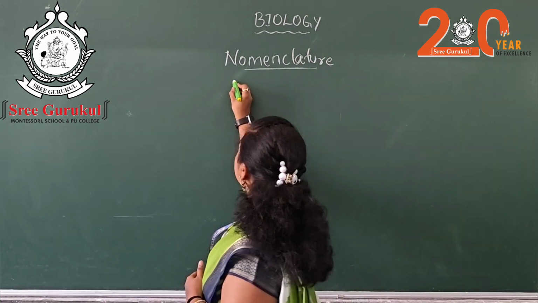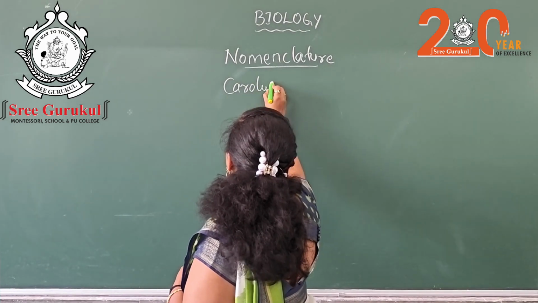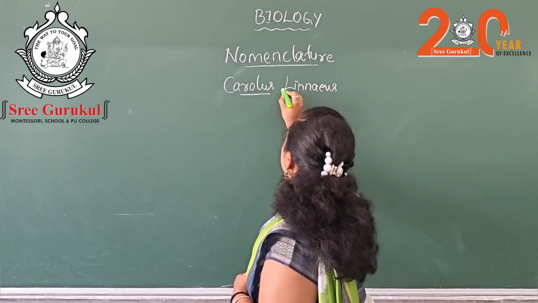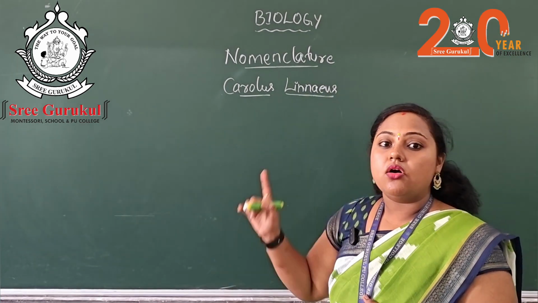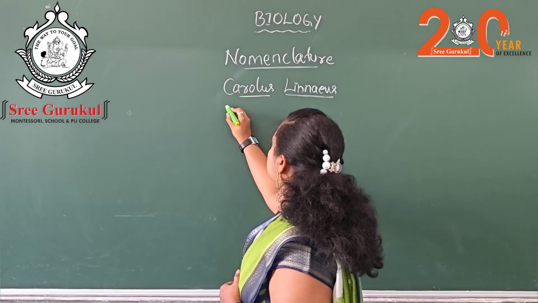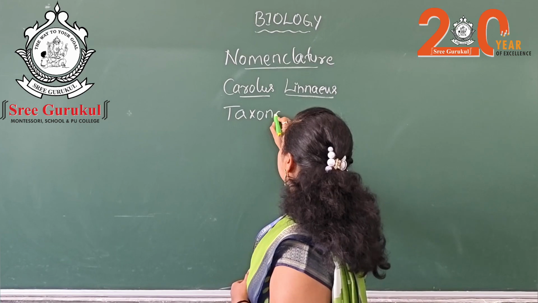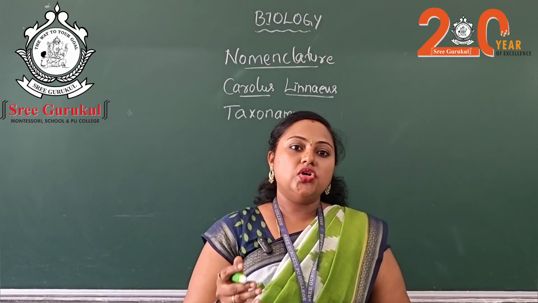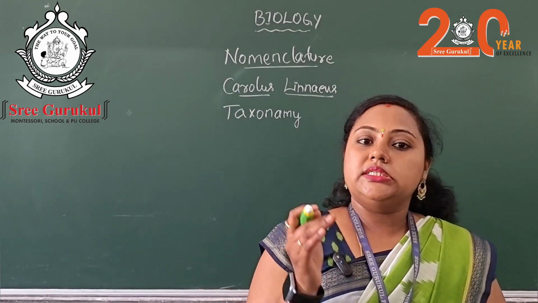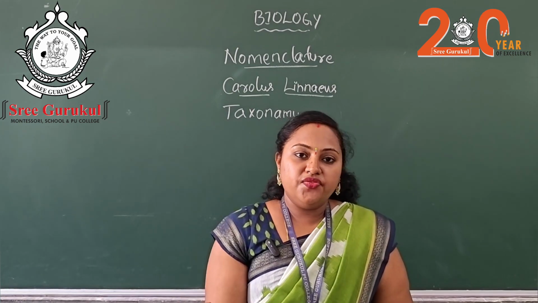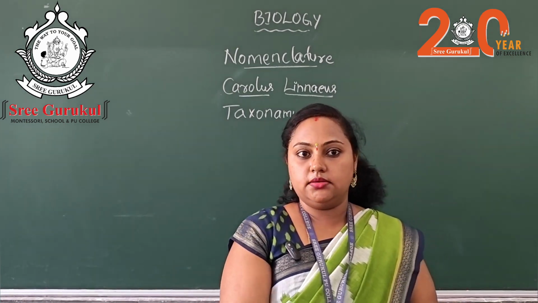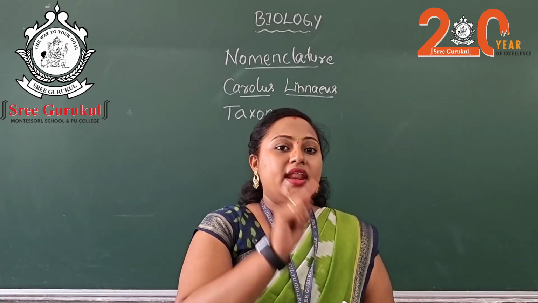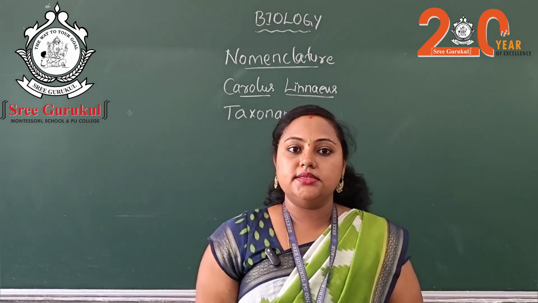The scientist who was the first person to name the living organisms was called Carolus Linnaeus. He is the father of taxonomy. Then what is taxonomy? Taxonomy is a branch of biology which deals with the study of the naming and identification of living organisms. This nomenclature ensures that only one name is given to a particular organism.